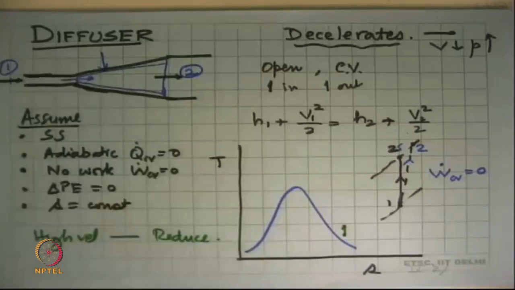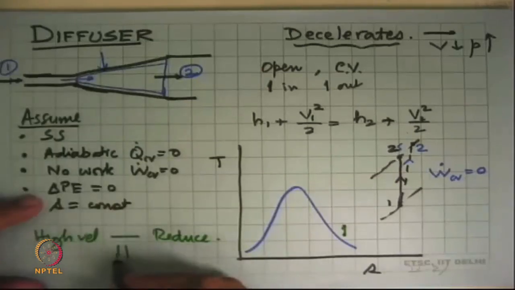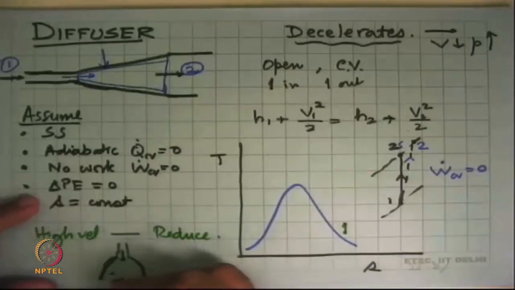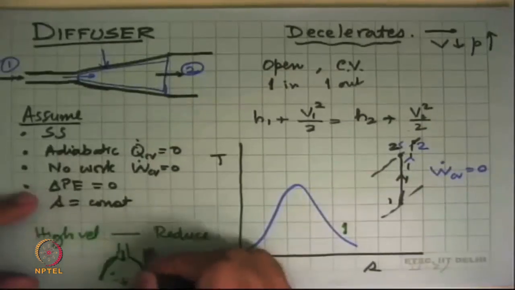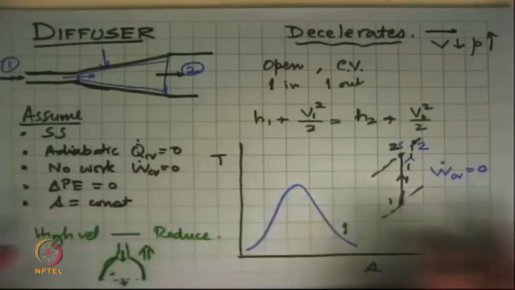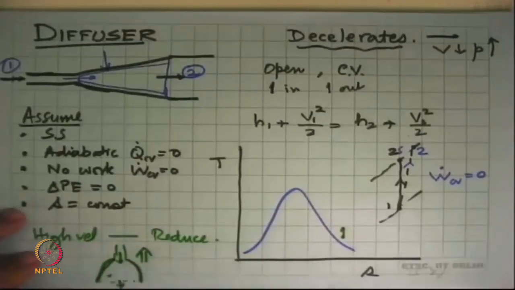You will also see this in rockets, where at the bottom you will see a device looking like this, where you have high velocity fluid coming in, low velocity fluid goes out. In the process, the pressure increases, and this is what generates the thrust on rockets. So this is a very important part in the design of propulsion systems.